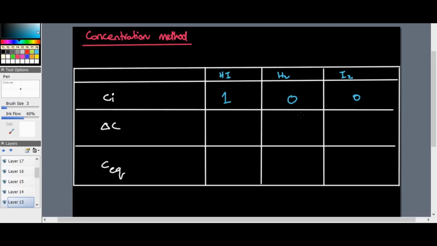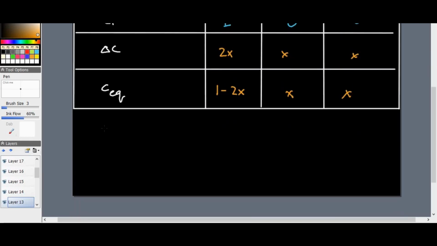Okay, and now the change in concentration, remember there is still this balancing 2 over here. So we're going to of course call that 2x as well, and that'll be x and that'll be x. And then, of course, the equilibrium concentration will be 1 minus whatever the change in the concentration was. And these still will remain the same, unknown. So we got enough to start the ball rolling here.